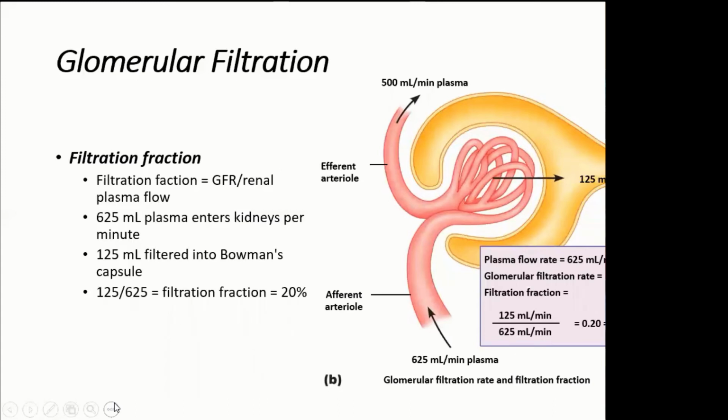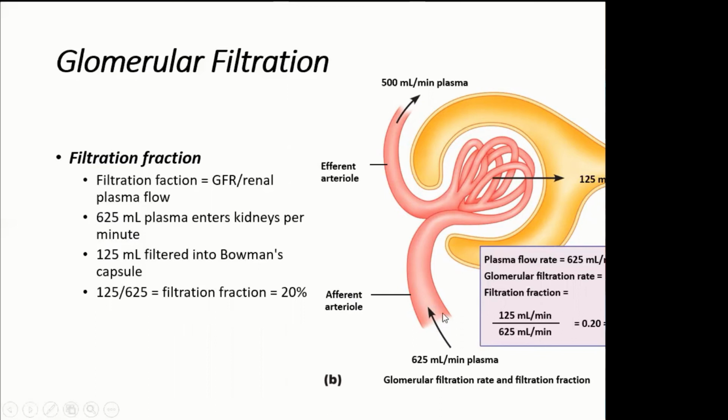So we take our glomerular filtration rate, which is those 125 milliliters of filtrate of plasma that we're moving into the nephron every minute. We compare that to the 625 milliliters of plasma that are going through the glomerulus at any given point. And we can express that as a fraction, so we can divide the 125 milliliters per minute of plasma being filtered by the 625 milliliters going through the glomerulus.